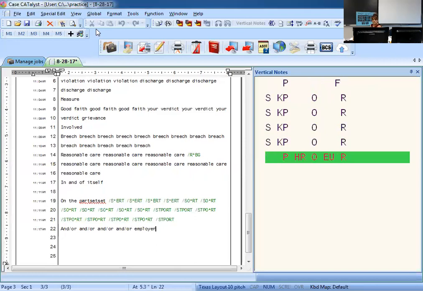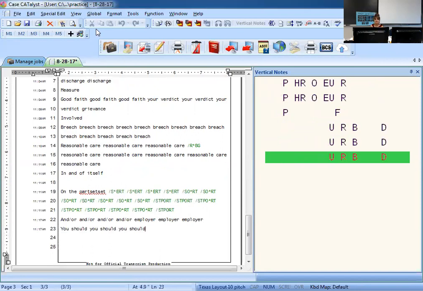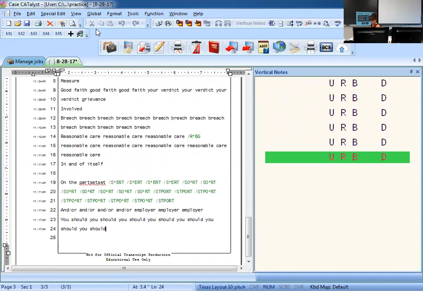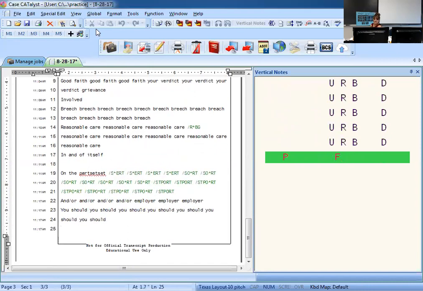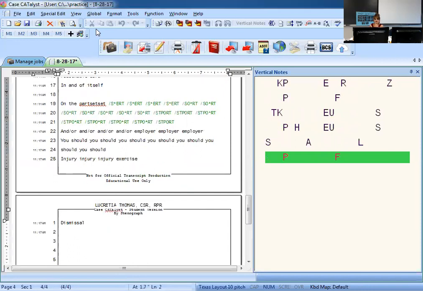Employer is P-L-O-I-R. You should is U-R-B-D. And then you have injury, J-long-U-R. Exercise is K-P-E-R-Z, exercise. And then dismissal is stroked out, dismissal, like that. That's one way of writing it.